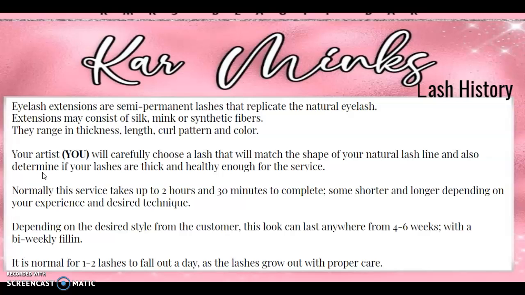every 2 weeks. It is normal for 1 to 2 lashes to fall out a day as lashes grow out with proper care. Now, if your client comes to you and says, "Girl, I have 5 lashes come off within one day. I woke up and half my eye's gone," that's a problem. But if 2 out of 80 to 120 come out, that's perfectly fine. It's not even noticeable.